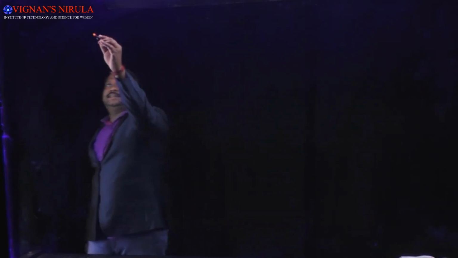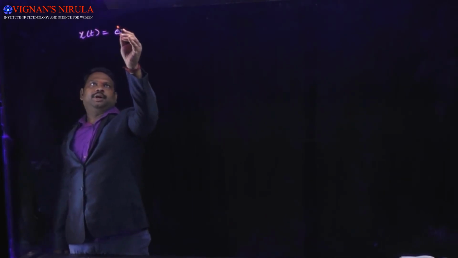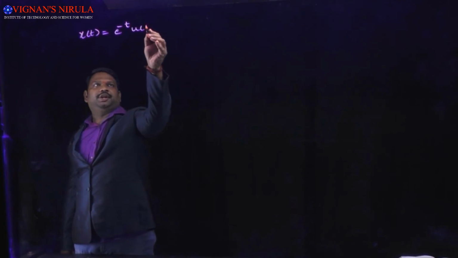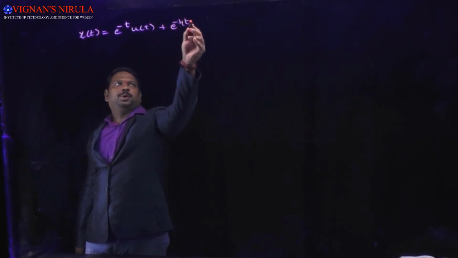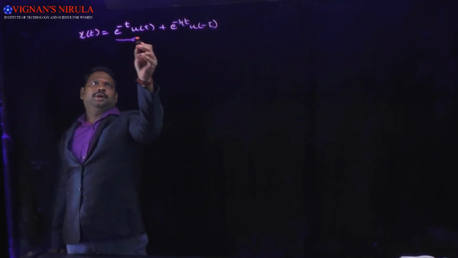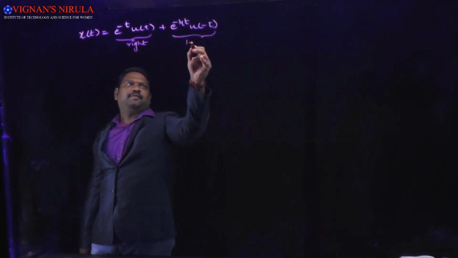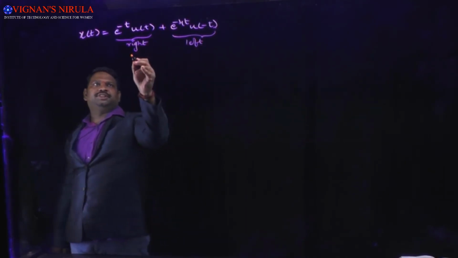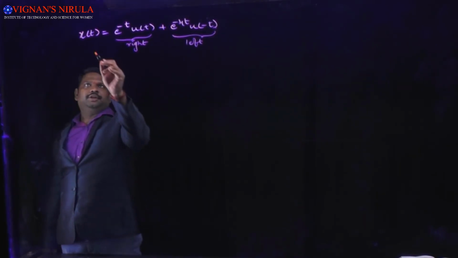Okay? Now consider the two-sided signal. Let us consider that x of t is equal to e power minus t u of t plus e power minus 4t u of minus t. This is a two-sided signal. This indicates the right side, and this indicates the left side. As u of t is present, it's a right-sided signal. U of minus t is present, it's a left-sided signal. Therefore, combined, this one is a two-sided signal.